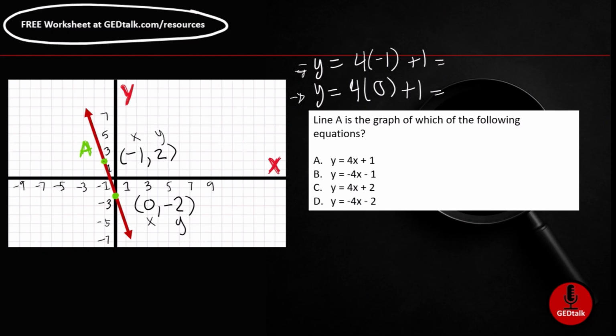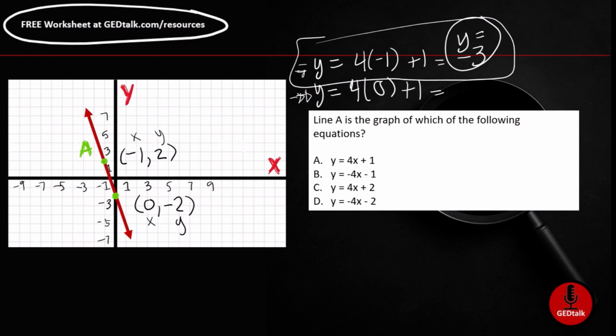So 4 times -1 is -4 plus 1 will give me -3. So y equals -3 when x equals -1. And I'm going to stop right there. I'm not going to even figure out the second equation, because if this top equation is saying, okay, well, when x equals -1, y will equal -3. That's not one of my ordered pairs, right?